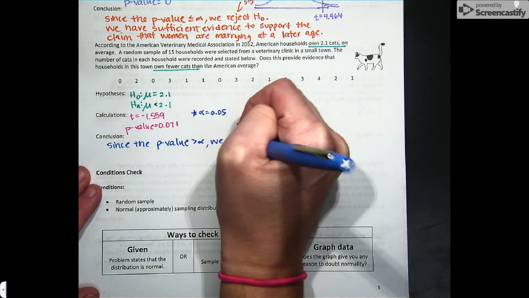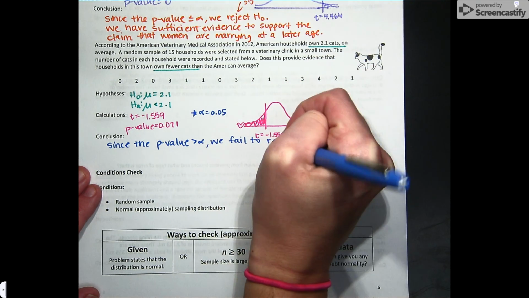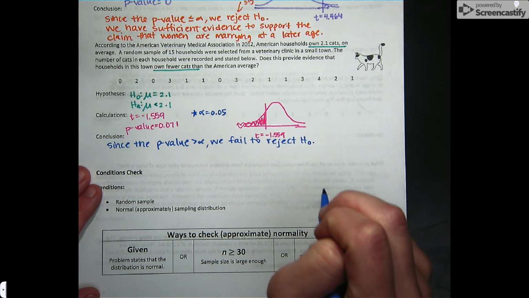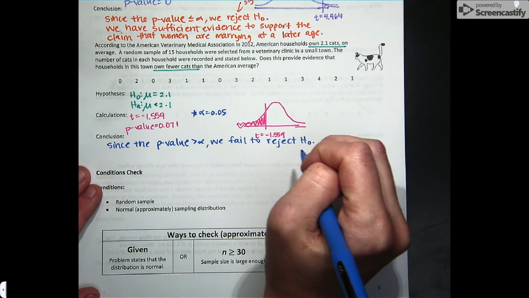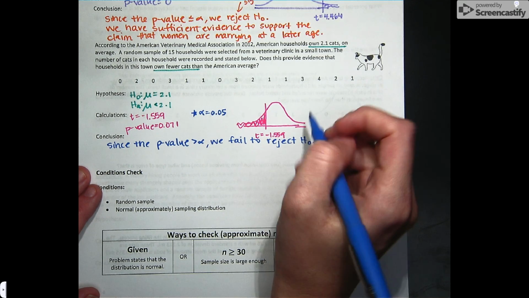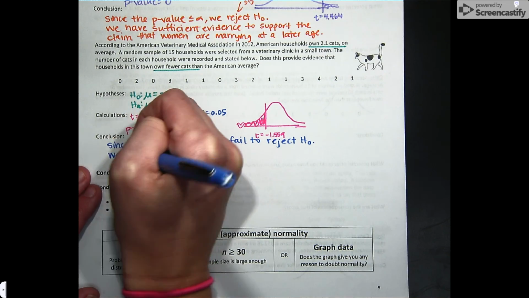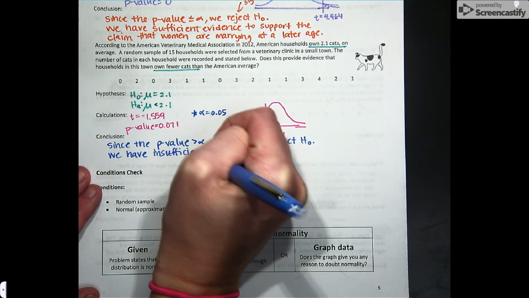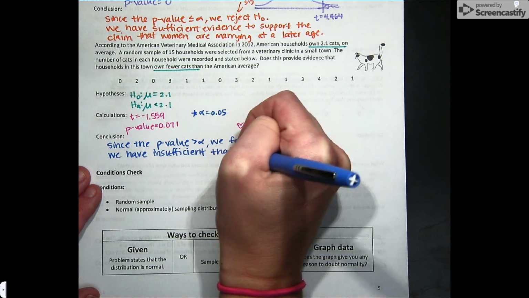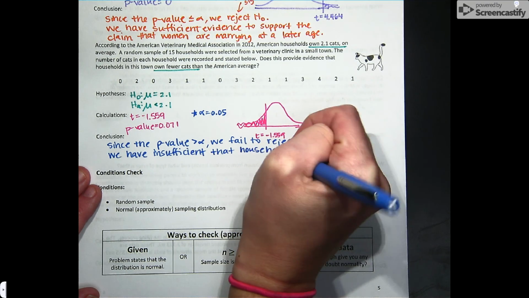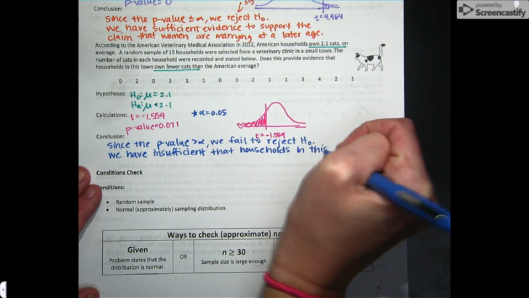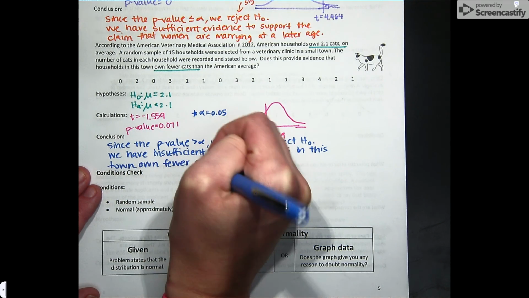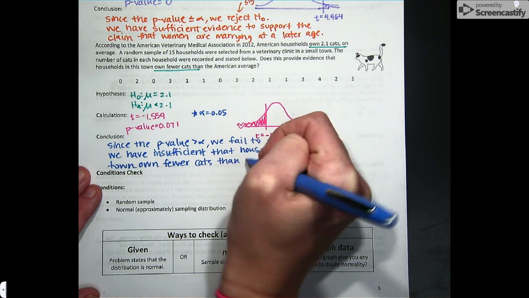So we're going to fail to reject the null hypothesis, which once again, you don't have to state in your sentence, but that means it's not statistically significant. Okay, we did not get enough evidence. So we're going to say that in our second sentence. We have insufficient evidence that households in this town own fewer cats than the American average.